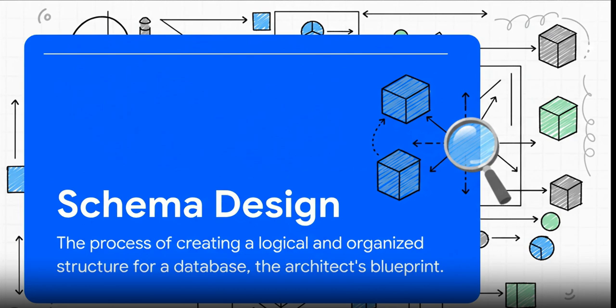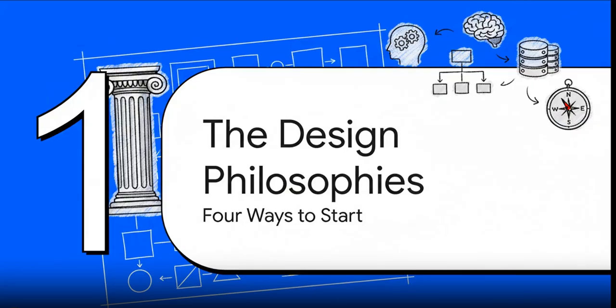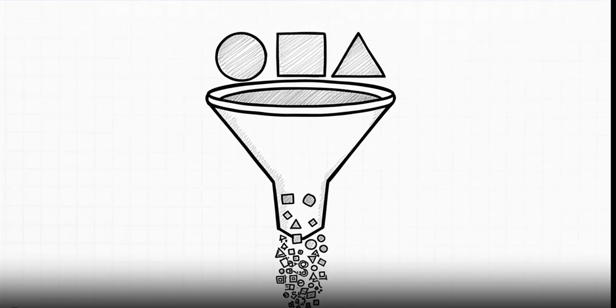Think of it as the architect's blueprint that lays out exactly how every single piece of information gets stored, how it connects, and how you get it back out again. So, if you're the architect here, where in the world do you start drawing up these plans? Well, it turns out there are four main schools of thought, or philosophies, for how to even approach the design process. First up is what we call the top down strategy.